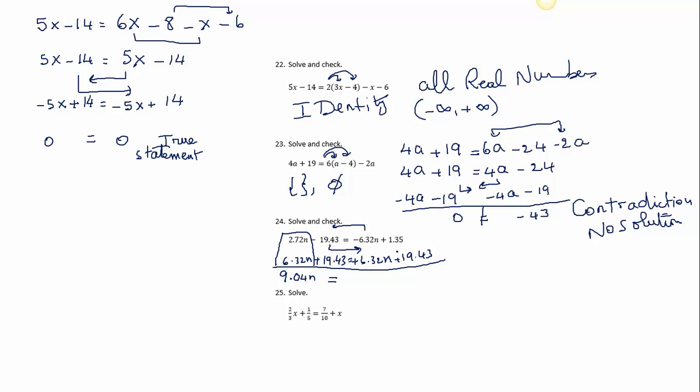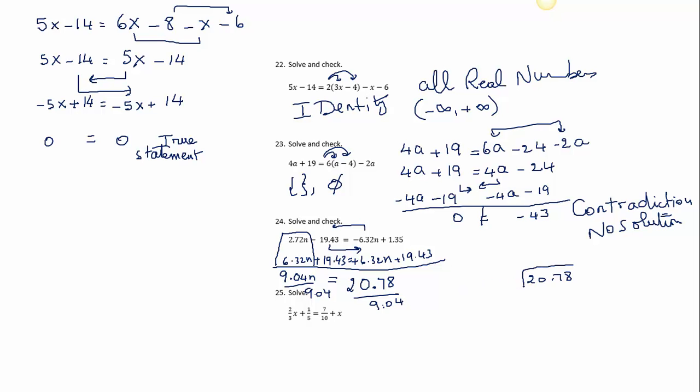Now we have to add these two. 3 plus 5, 8. 4 plus 3, 7. Bring down the decimal. 9 plus 1, 10. 0 and carry 1. 1 plus 1, 2. So we're almost done. We need to divide both sides by 9.04. Great. Let's do the division now.